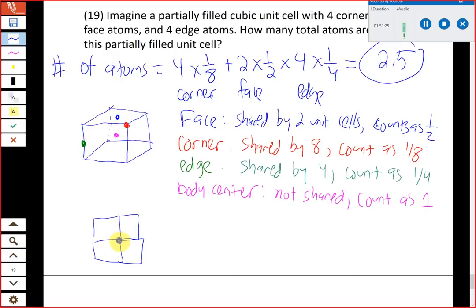So this is a corner position where you have 4 faces next to each other, going to have 4 cubes below, 4 cubes above this. All 8 of those are going to be sharing this one atom that's at the corner. So that's where we get the 1/8 from for corner atoms.